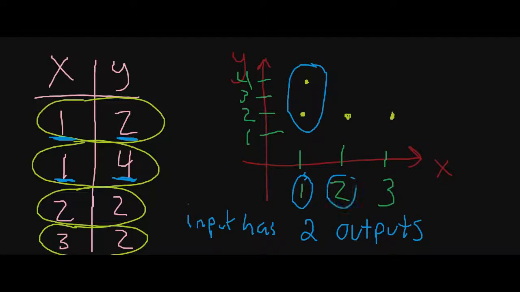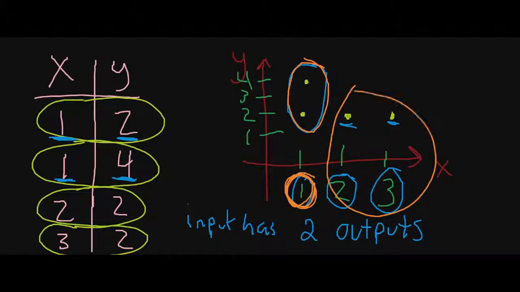If we look at the input 2, it only has 1 output, which is just 2. If we look at input 3, it only has 1 output, which is 2. So the only reason why this table is not a function is because of our input 1 having more than 1 output. These ones are okay. It's just the input 1.